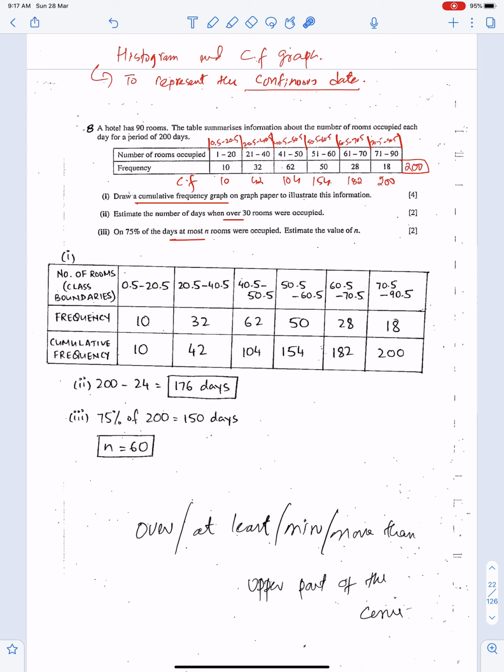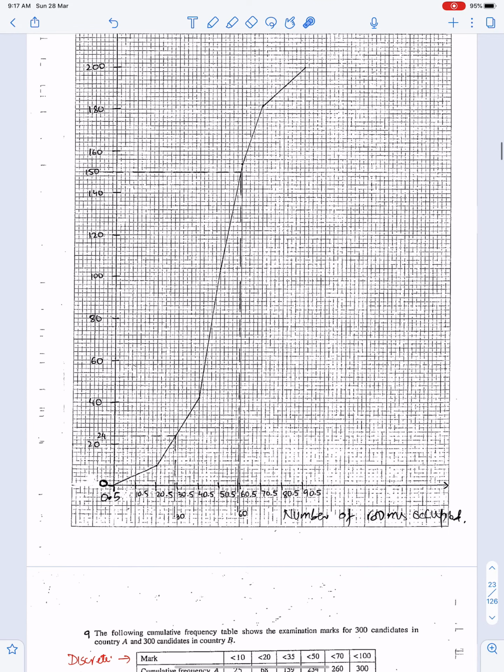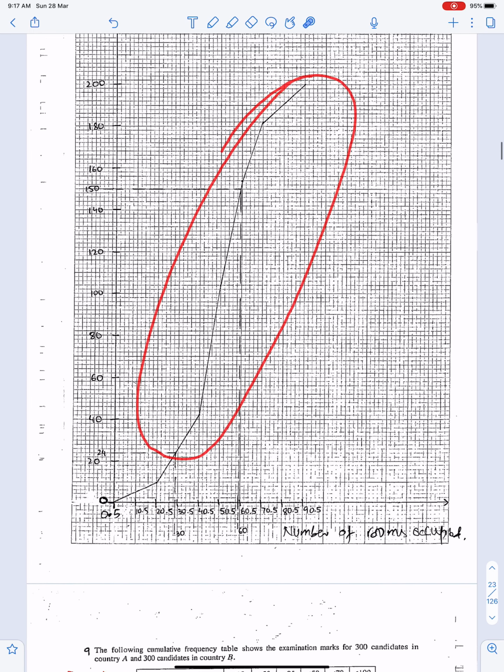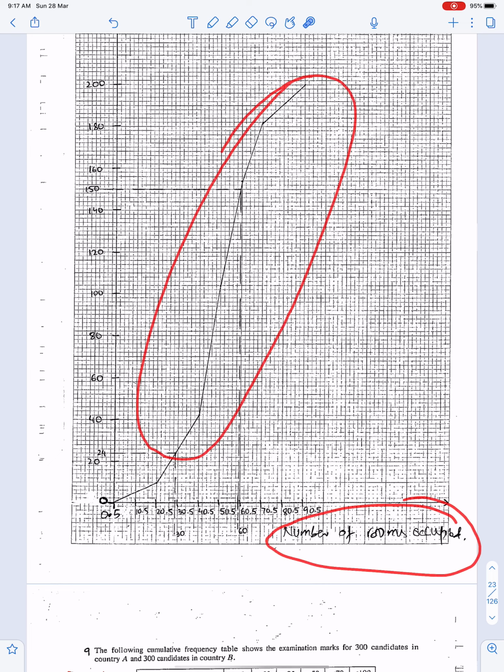For cumulative frequency, copy the first frequency and then add the next frequency into this. So 10 plus 32 makes 42, 42 plus 62 makes 104, and so on. This number must be the same as this number. Now draw the cumulative frequency graph, 0.5 to 20.5. You can start the scale from 0.5, and this is the cumulative frequency. Label the axes.